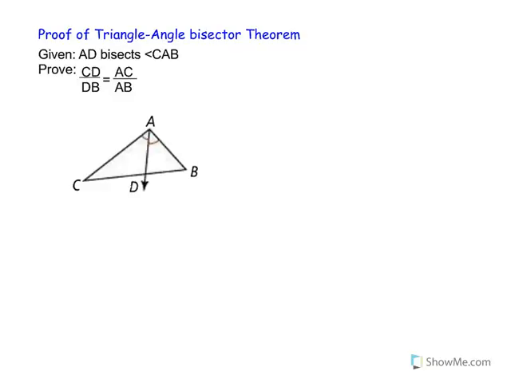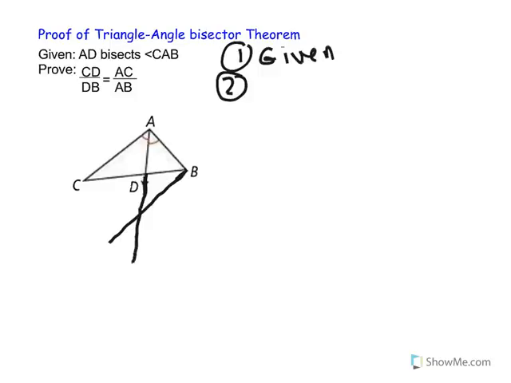Okay, so let's prove why this works. So start out with your given. So we're trying to show that CD over DB has to equal AC over AB. To start, we're going to extend this line a little bit farther, and then we're going to draw another line that goes through it from B. And we're going to make that line parallel to AC.